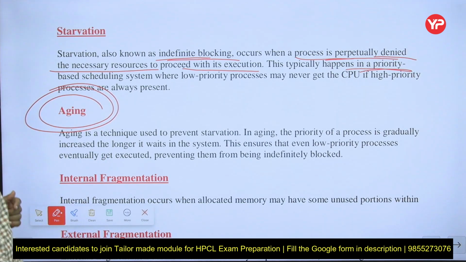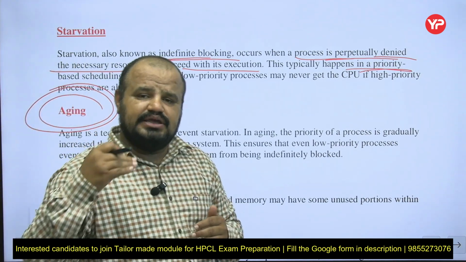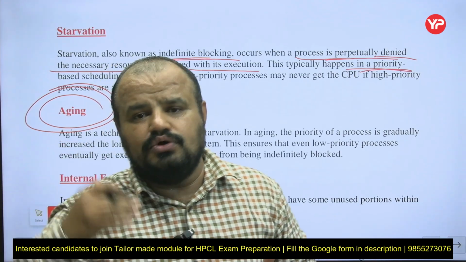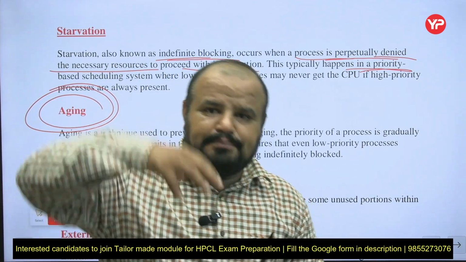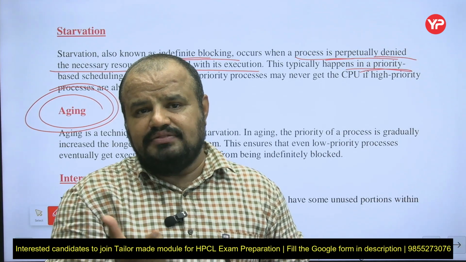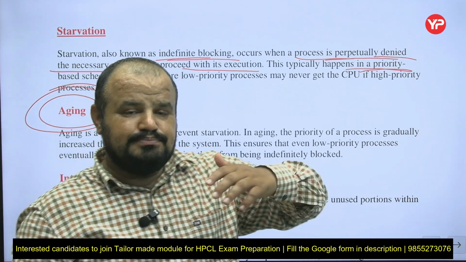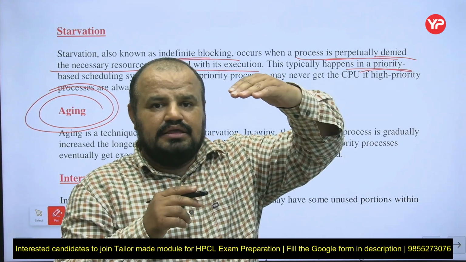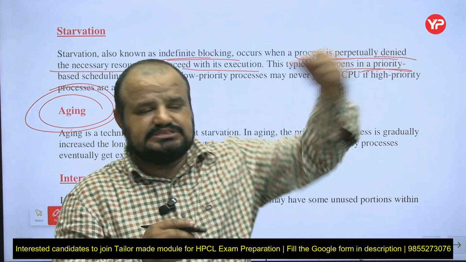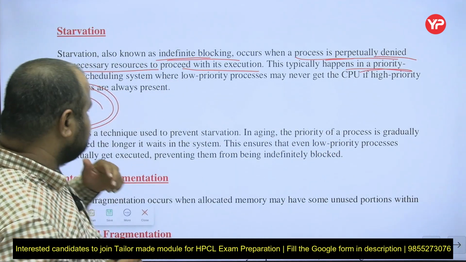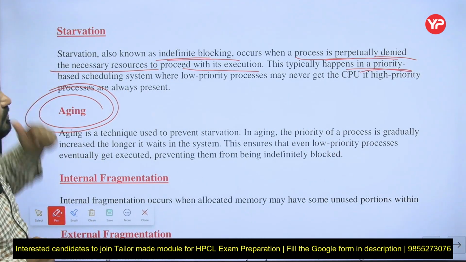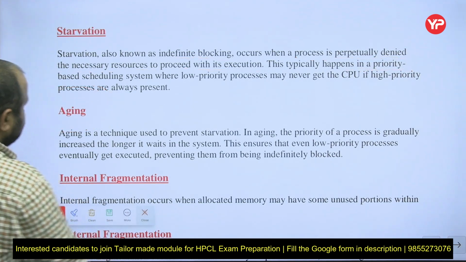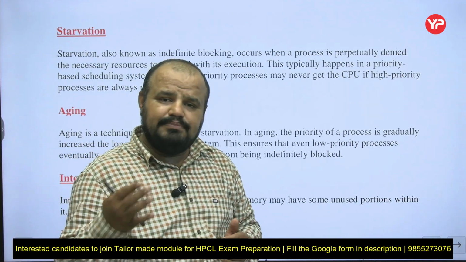What is the requirement of aging? Aging is the concept where we are trying to increase the priority of a low priority process. Fine, that's why after some point of time, if we increase the priority of a low priority process, then it is in a situation to take the CPU and complete its task. That's why with the help of aging, we are trying to remove the scenario of starvation. So how to remove starvation? With the help of aging.